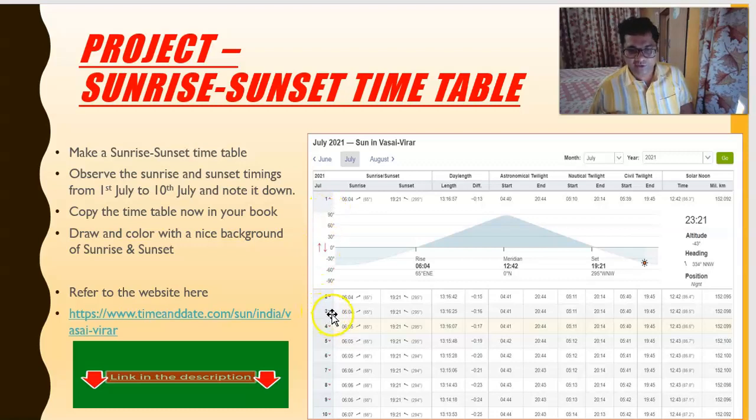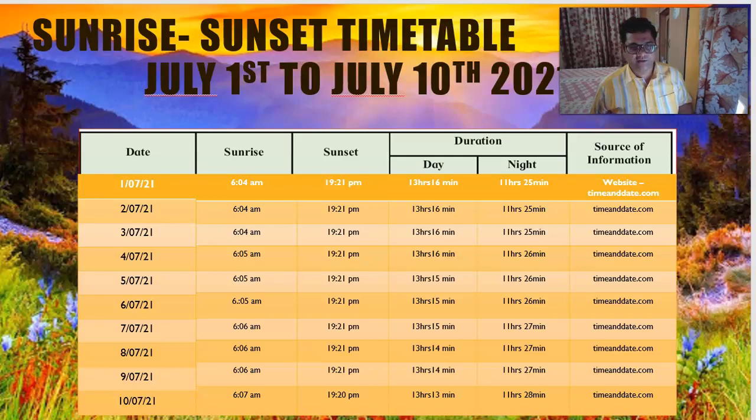I want you to note down the timings of when the sun has risen and when it's setting. Here you can see sunrise, sunset, and the duration. How long does it take to sunrise and how long does it take to sunset? I'll give you an example how I want my chart to be. Your chart should look like this finally.